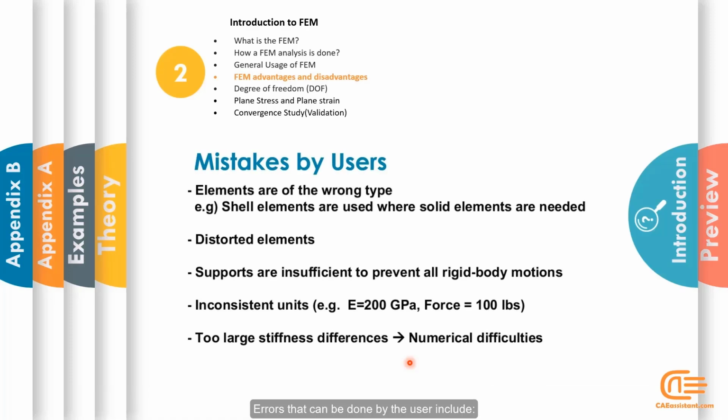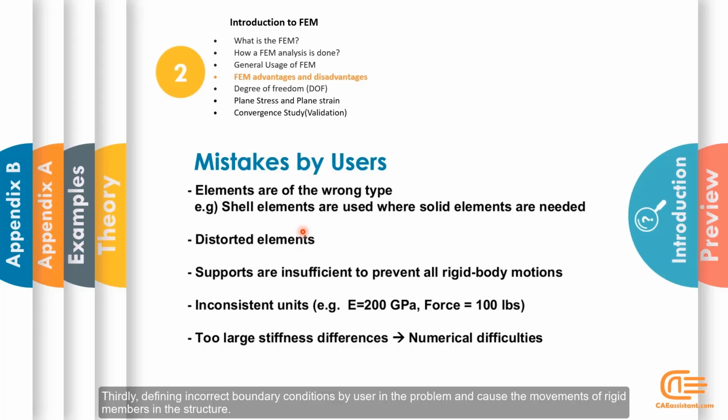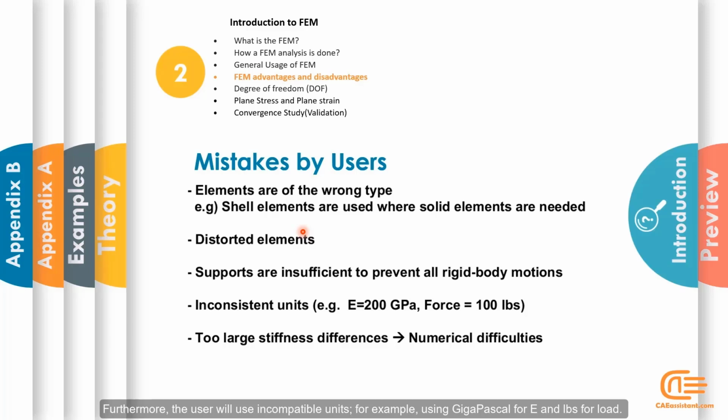Errors that can be made by the user include selecting the element incorrectly. For example, using a shell element where a solid element is needed. Another is that the points related to generating the element are not observed. For example, its size is not entered correctly, which causes distorted elements. Thirdly, defining incorrect boundary conditions in the problem, which causes the movement of rigid members in the structure. Furthermore, the user may use incompatible units, for example, using gigapascal for E and pound for load. Lastly, using stiffnesses that are so different from each other, as was mentioned in the previous slide.